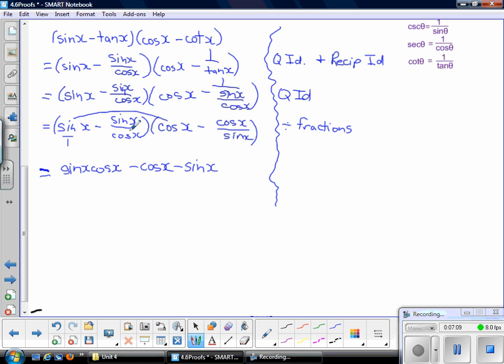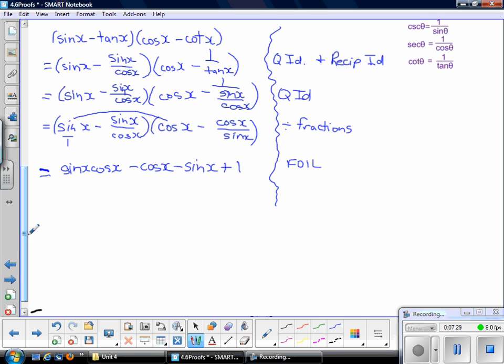And then what happens here, when I multiply this by this, the sines are going to cancel out, and the cosines are going to cancel out. And my answer is going to be plus 1, because I have a negative times a negative. So all we did there is FOIL. So you can put FOIL.